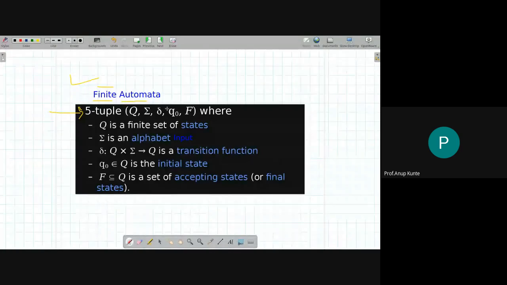There is a particular state q0 in the state set, referred to as the initial state. So this is the state in which the device lies when the simulation or the working of the device starts. Finally, in this 5-tuple definition, we have F, which is a subset of Q. Itself it is a set, and it's a subset of Q, referred to as accepting states.